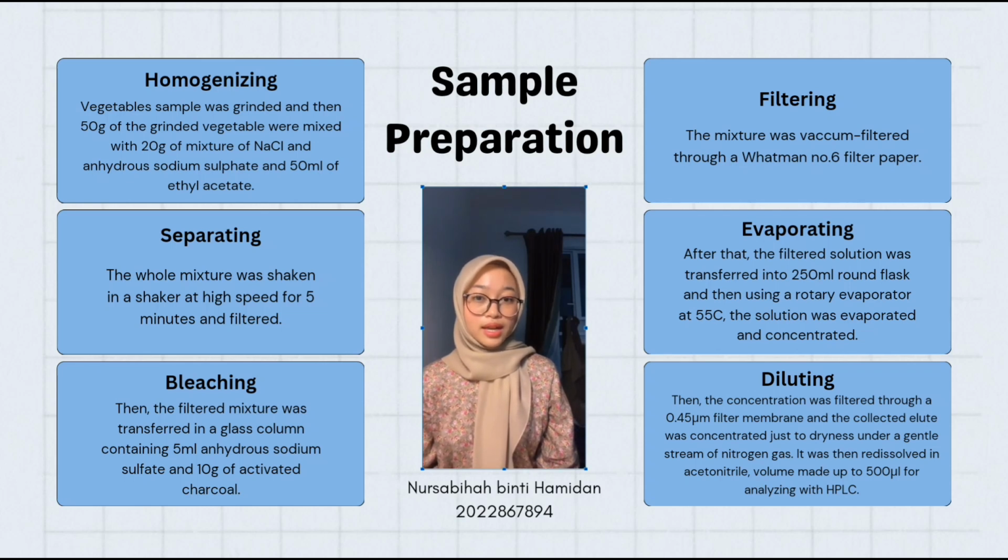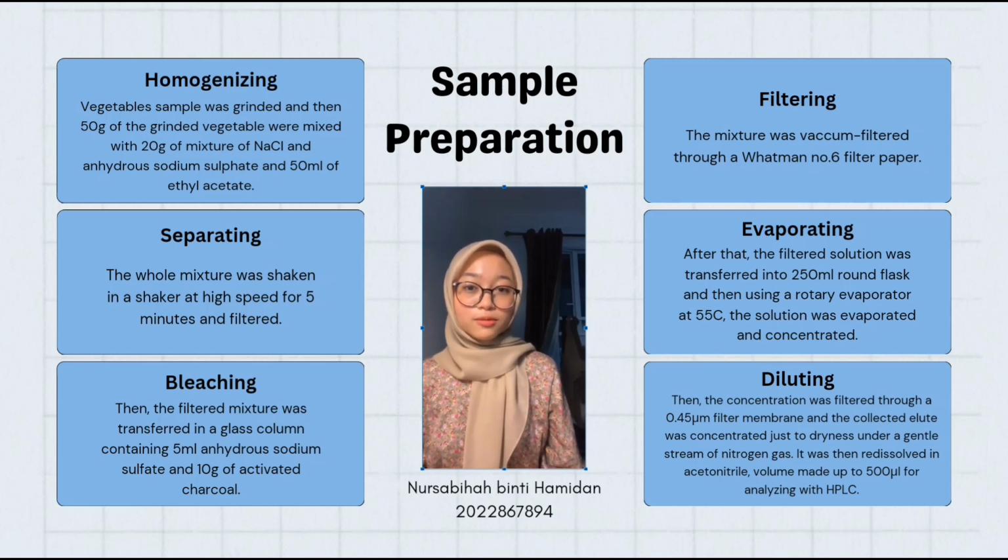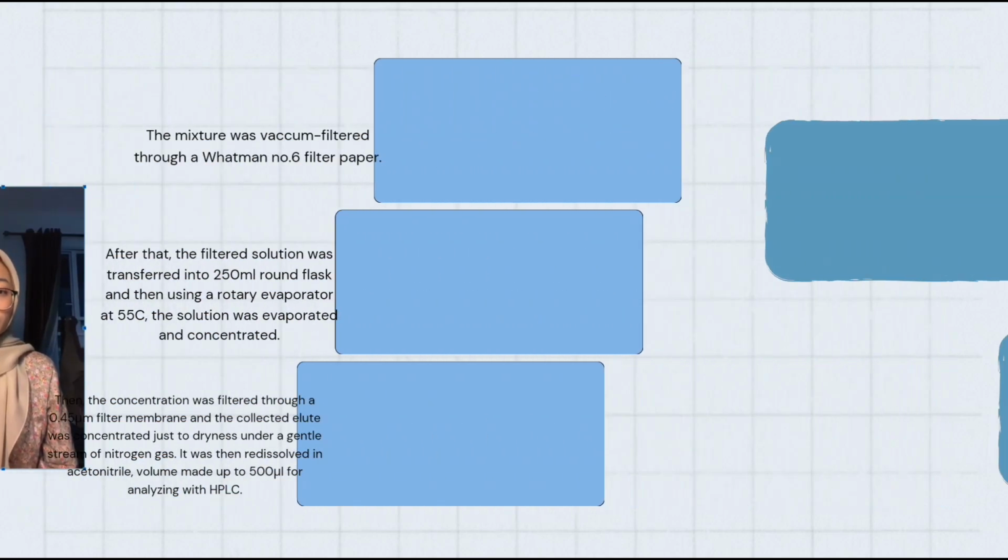6 filter paper. Next, the filtered solution was transferred into a 250 ml round flask and then, using a rotary evaporator at 55 degrees Celsius, the solution was evaporated and concentrated. Then, the concentrate was filtered through a 0.45 micrometer filter membrane and the collected eluate was concentrated just to dryness under a gentle stream of nitrogen gas. It was then redissolved in acetonitrile until the volume was made up to 500 microliters for analyzing with high-performance liquid chromatography, or HPLC.